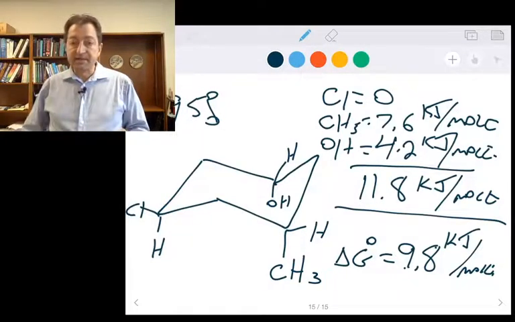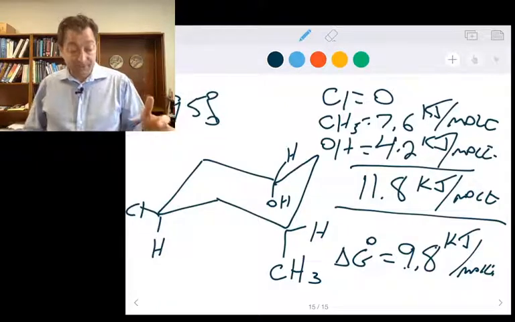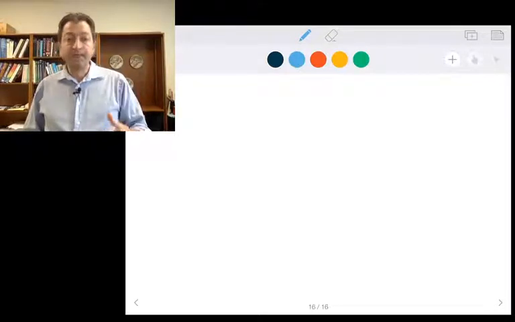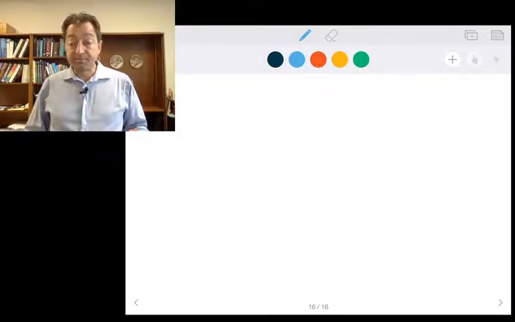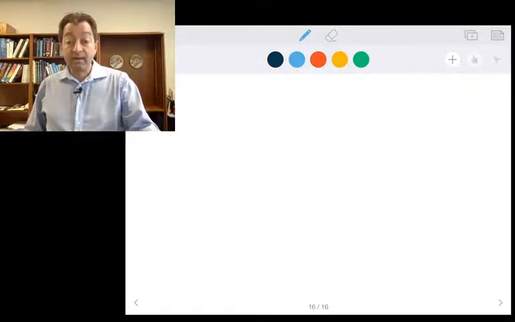And so there's an example of how we can use these numbers that are provided in that table 4.2 to predict some of the cyclohexane chair conformations and the difference of the two chairs. And so with that, that'll be the end of this particular video and the end of the cyclohexane chair conformations, and we'll move on to some new material with the next video that we post.